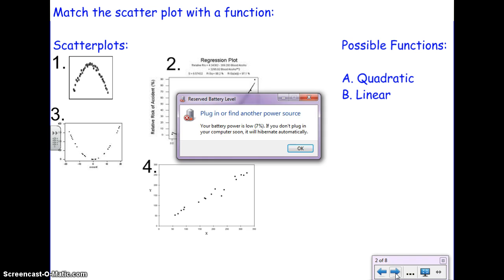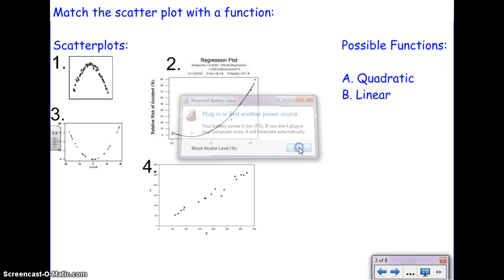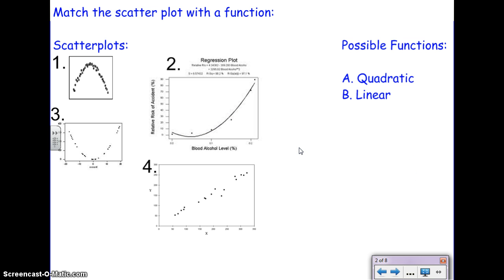And what I'd like you to do is pause the video for a moment and try to match. If you notice, we have a bunch of points on each of these graphs, and they look like they are correlated in some way, shape, or form. They look like they might make a linear function or they might make a quadratic function. But go ahead and pause here and see, is graph 1 quadratic or linear? Is graph 2, 3, and 4 quadratic or linear? Which ones are they? Go ahead and pause and try it out.